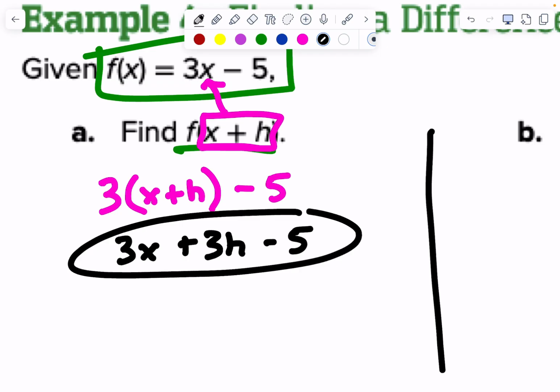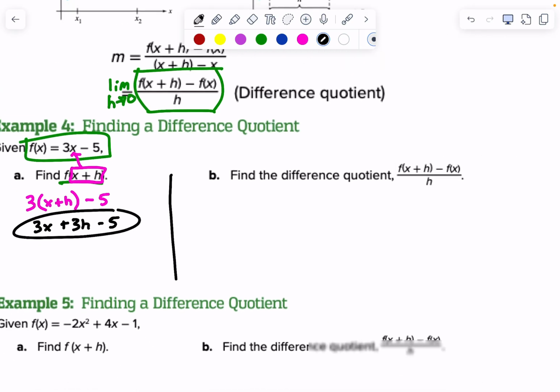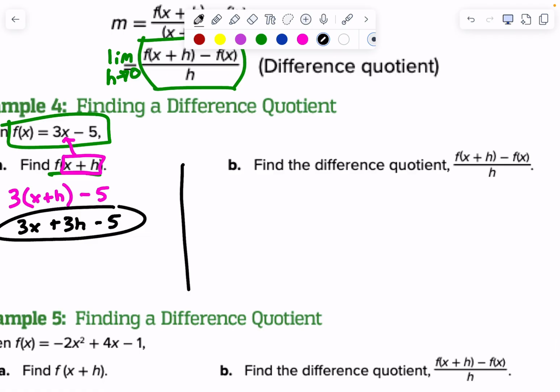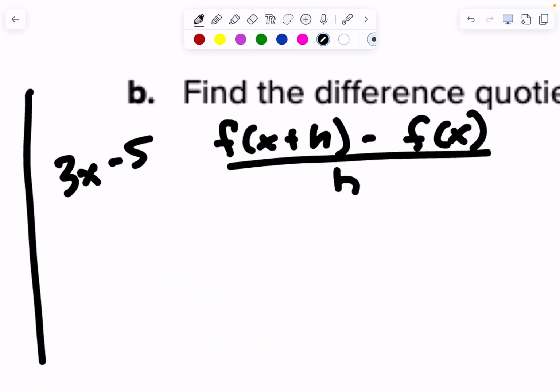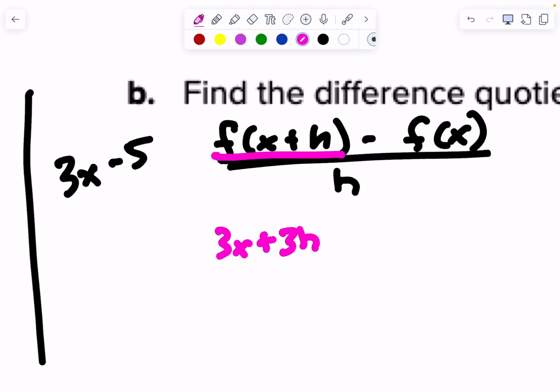That is part A. But part B is a little bit ickier than that. They say find the entire difference quotient, which is f of x plus h minus f of x, all over h. I'm just rewriting it. Find all of that thing. My function is 3x minus 5. Okay, so here we go. We already found f of x plus h, we already did this guy right here. That is 3x plus 3h minus 5.